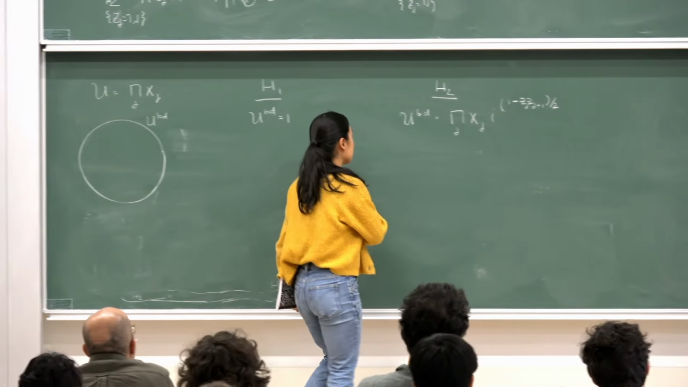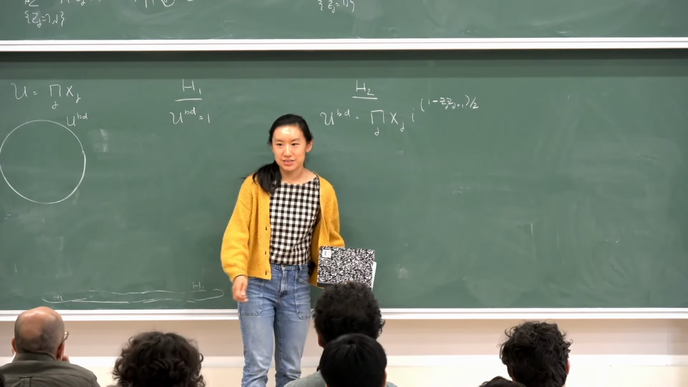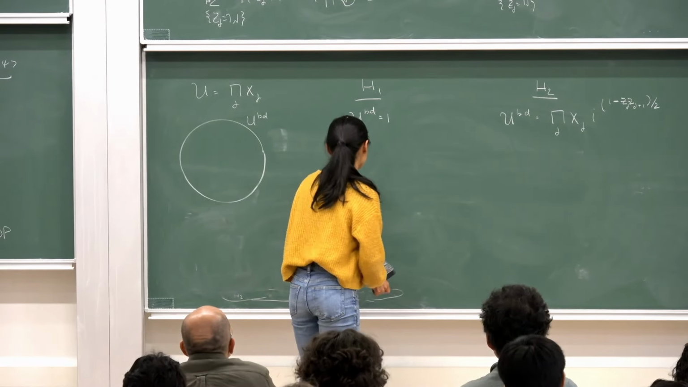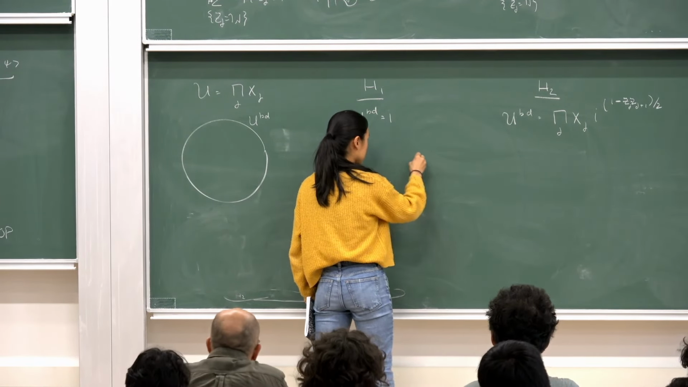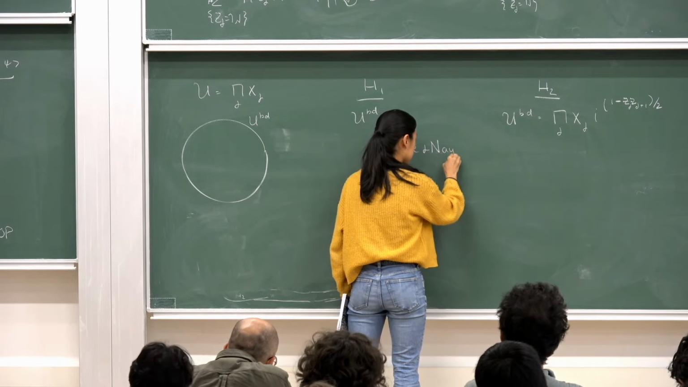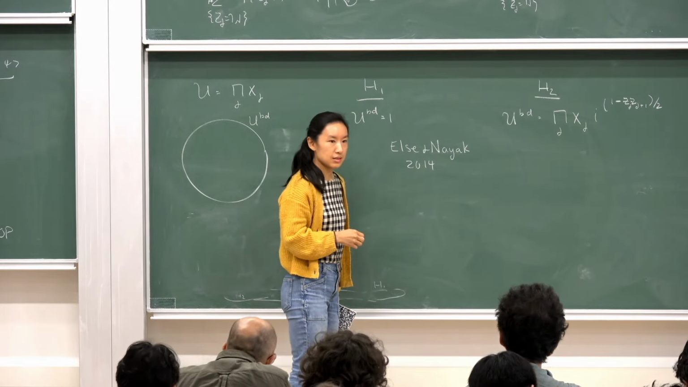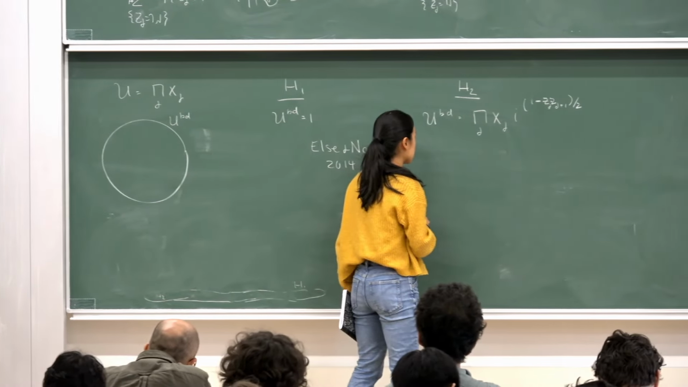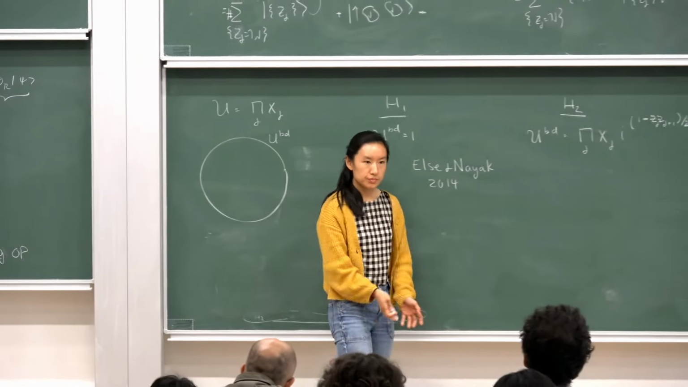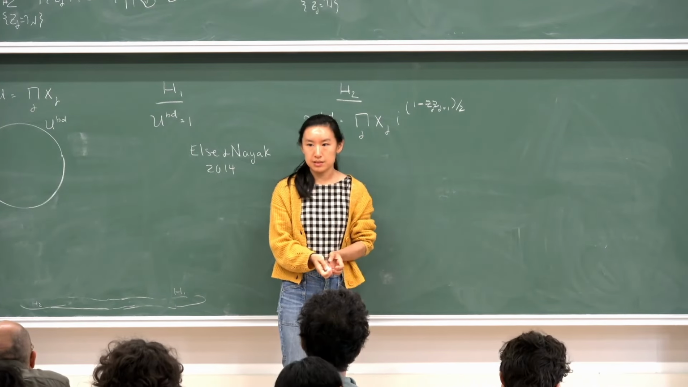Okay, so then, given the symmetry action, you can ask, how do I extract something like an H3 class or anomaly from the symmetry action? There's a nice paper by Else and Nayak in 2014 that tells you how to do this. The basic idea is that this forms a 1D representation of Z2. So when you square this on periodic boundary conditions, it's equal to 1.